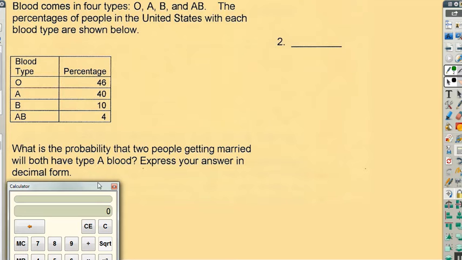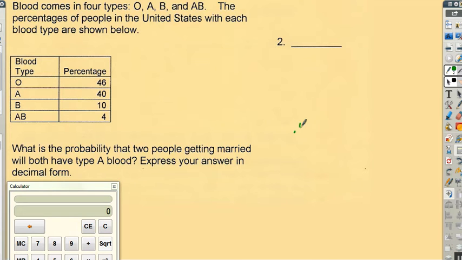O is the most important because anyone can get a blood transfusion with O. But if you're A, B, or AB, you can only get O or A, O or B, or O and AB. Obviously, for the AB folks, that's really important. The percentages of people in the United States with each blood type are shown below. What is the probability that 2 people getting married will both have type A blood? All right. Well, express your answer in decimal form.